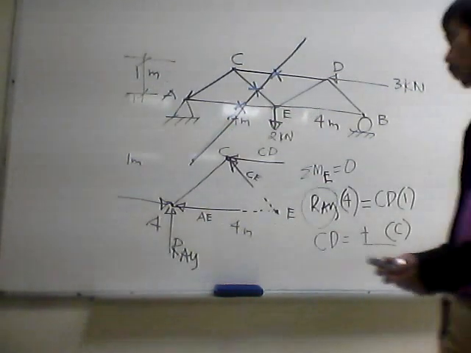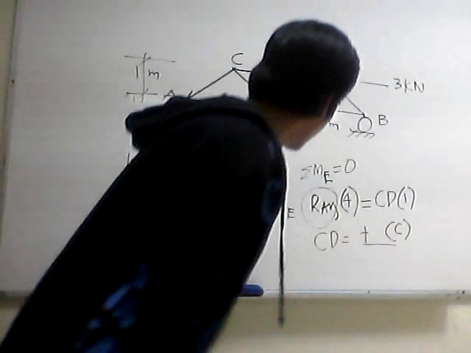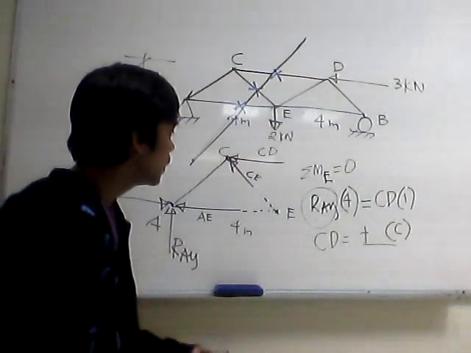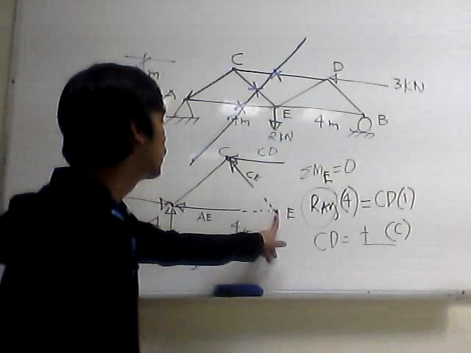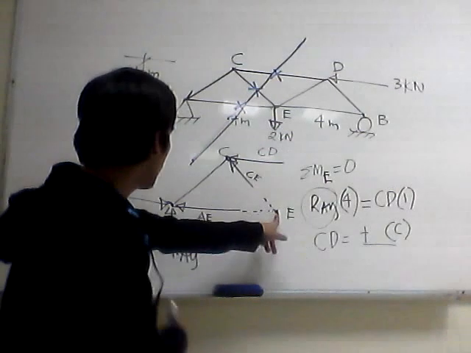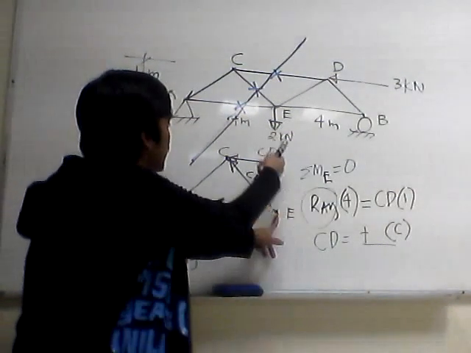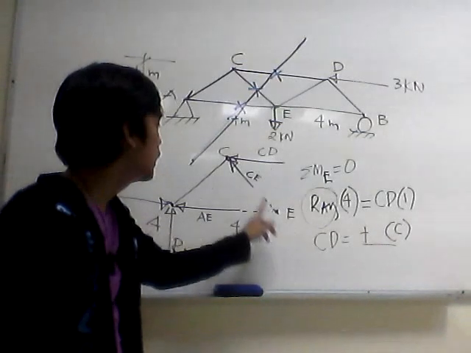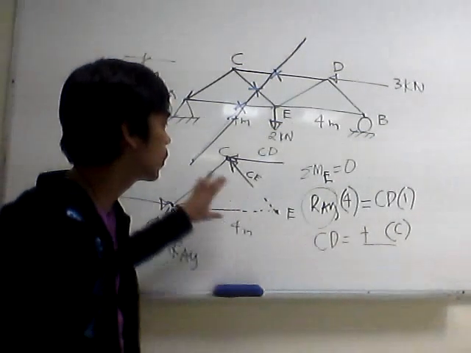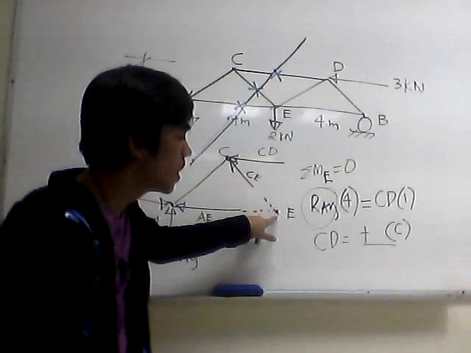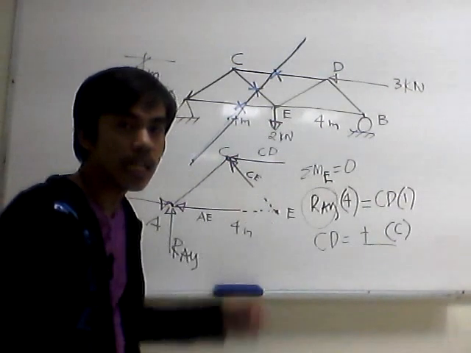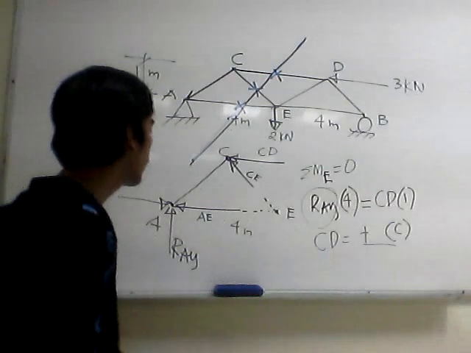So one member force is solved. Member CD is solved by taking summation of moment at E, considering only RAY and CD. Why did we not consider CE and AE? Because these two member forces pass through the reference point E here. Okay, next.